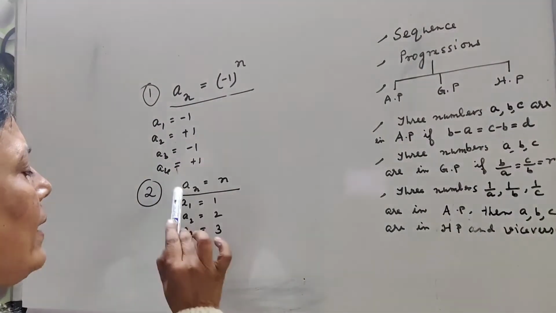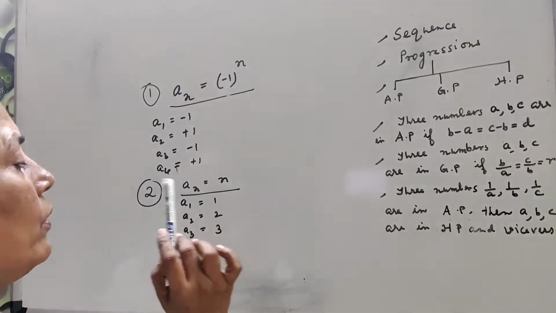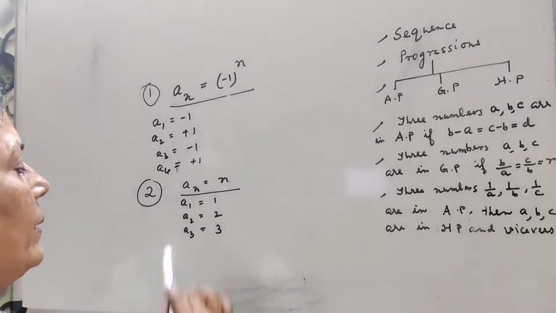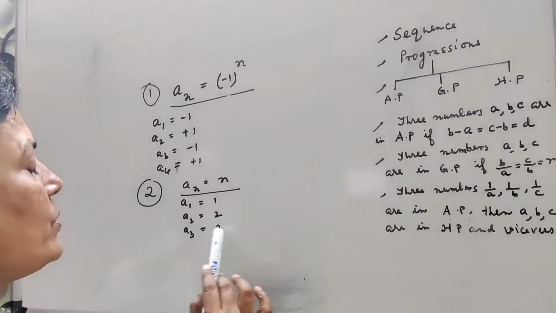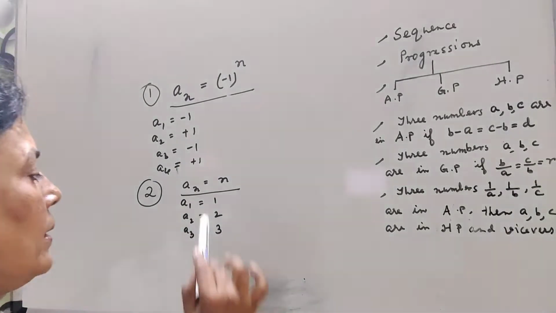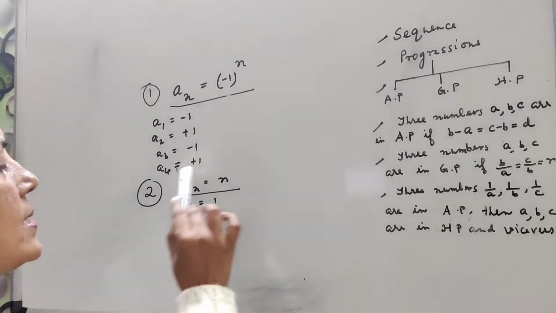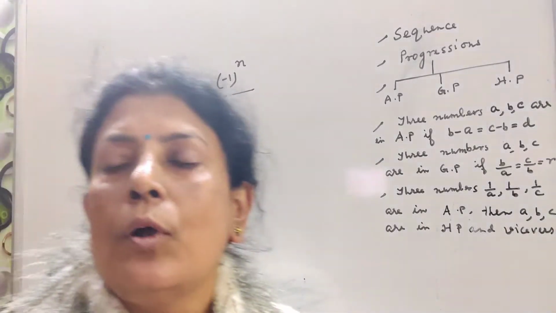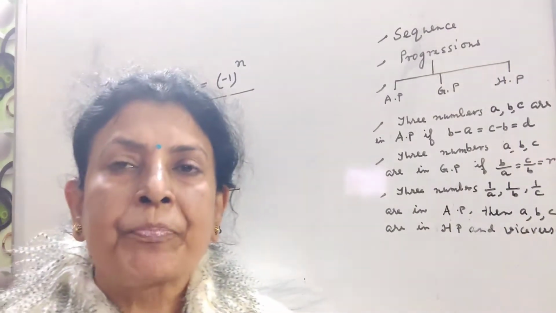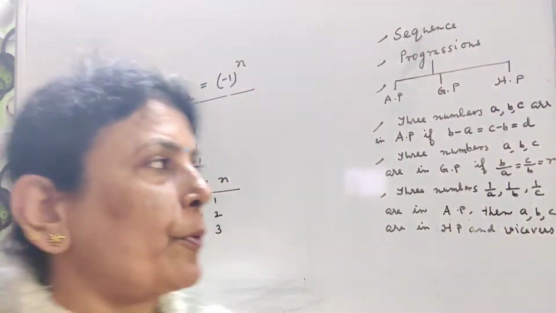Here is another example of a sequence: a_n is equal to n, where again n is a natural number. So the first term will be 1, the second term will be 2, the third term will be 3. So you can say the numbers are increasing gradually. This sequence is termed a progression. Now what are the different types of progression? Arithmetic progression, harmonic progression, and geometric progression.